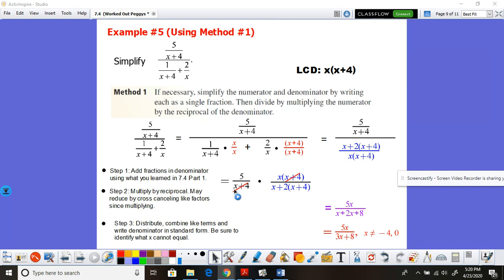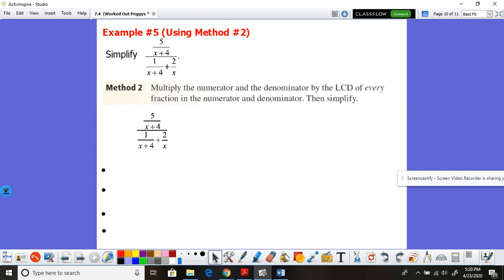Now, x can't be negative 4 because of this. x can't be 0 because of this, so make sure you put that in on Big Ideas. x actually cannot equal negative 8/3. However, Big Ideas doesn't make you put that in, which drives me nuts, but we won't get into that conversation. All right, now I'm going to show you how to do this using method 2.